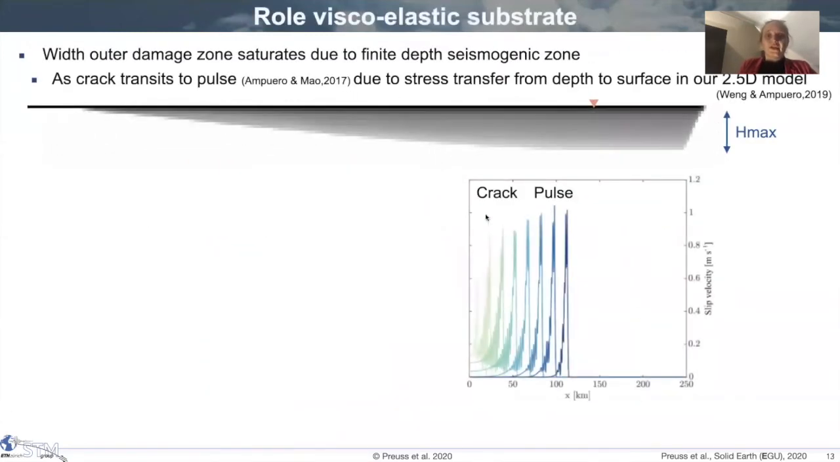So the energy dissipated off the fault decreased by a factor of 6.5 to 0.2%. So if we look in more detail at this off-fault fan, you see that after increasing for some distance, it saturates at some point. And this saturation distance and the maximum of it are related to the finite depth of the seismogenic zone, as was shown in two earlier papers by Pablo. This occurs as a crack rupture transits to a pulse rupture, in our case, due to the stress transfer back from the viscous substrate towards the surface, without a healing front being present here.